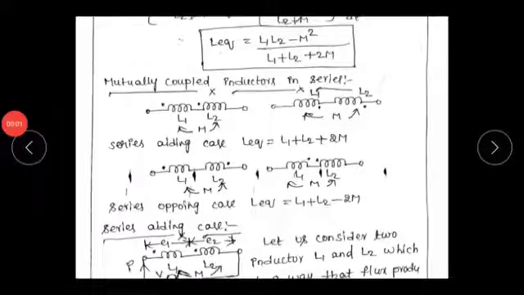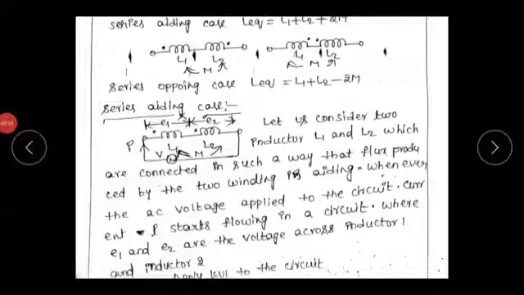Okay, now I would like to explain about series aiding connection and series opposing connection. So first one, series aiding connection. Here two inductors having inductances L1 and L2 are connected in series connection. So the current flowing through these two inductors is the same.